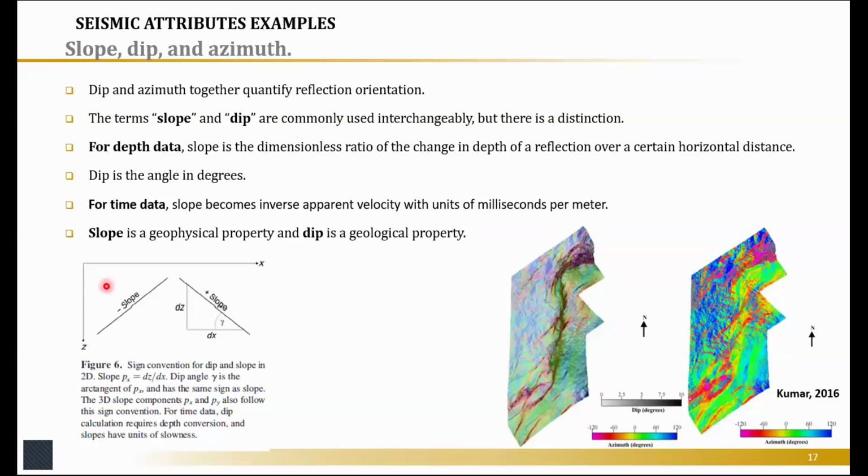And then if you are dealing with the time data, it will be different. For the slope, you may have a positive slope or negative slope, and each one gives you the direction of the inclination. For the time data, the slope becomes the reverse of those units, which becomes like the apparent velocity. So the slope in time will express an inverse velocity, which will be in milliseconds per meter. So we can say that slope is a geophysical property, like we described before, and the depth can describe a geological property.